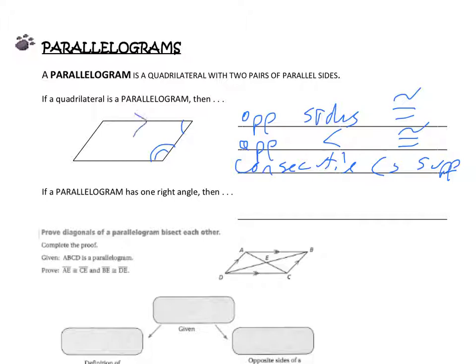So a parallelogram has opposite sides parallel. Opposite sides are congruent. Opposite angles are congruent. I'm going to stop writing things there before the picture looks too crazy. And consecutive angles are supplementary. If a parallelogram has one right angle, then it has four right angles. If one of them is right, then all four are right angles, and it is a rectangle.